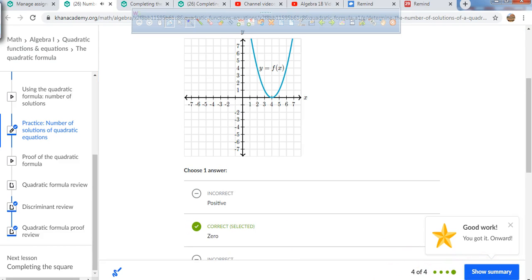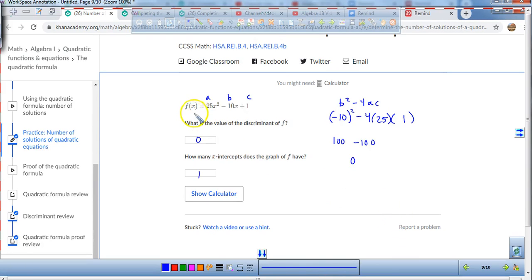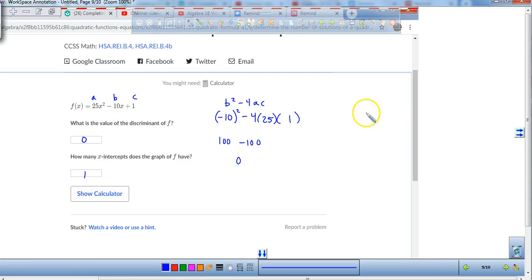Quick little review. Whenever you get one like 25x squared minus 10x plus 1, I'm just going to do one more, a random one. What if I had f of x equals 2x squared minus 5x plus 1, where my a value is 2, my b value is negative 5, and my c value is 1? What would be the value of the discriminant? Let me show you once again so you see another example before I shut the video off.